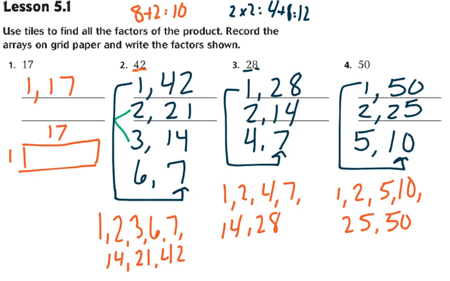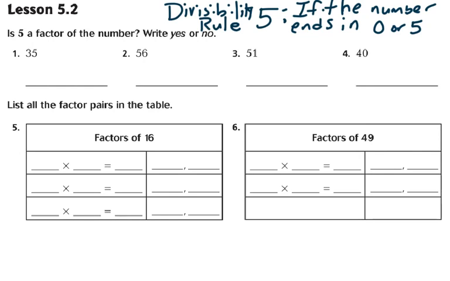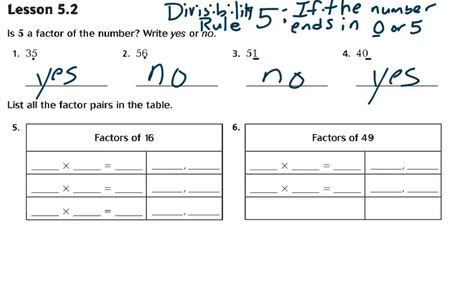Okay, let's go on to our next step. Is 5 a factor? Our divisibility rule for 5 is, if the number ends in a 0 or a 5, then our number is divisible by 5. So 35 ends in a 5, so yes. 56 ends in a 6, no. 51 ends in a 1, no. 40 ends in a 0, there's my 0, so yes.